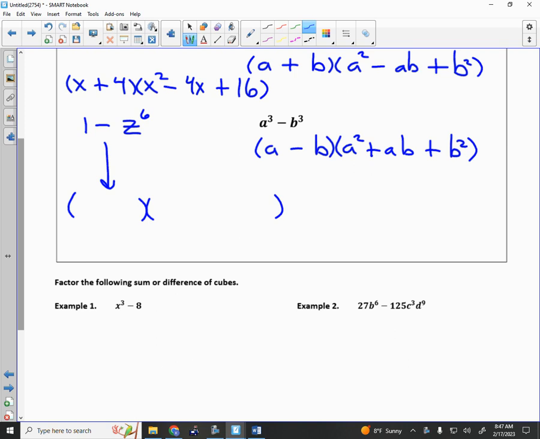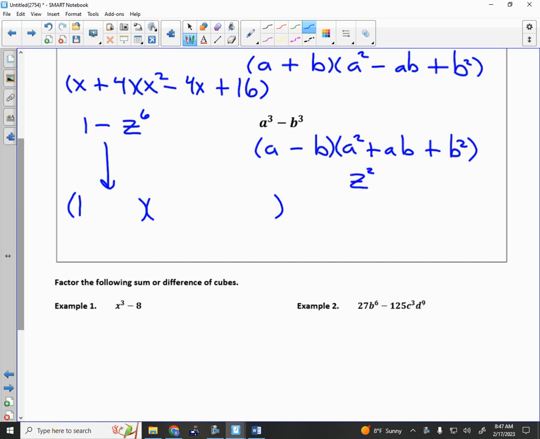What do you multiply 3 times to get 1? 1. What do you multiply 3 times to get z to the 6th? Z to the 2nd. Watch it play out. I can see some hesitation there.